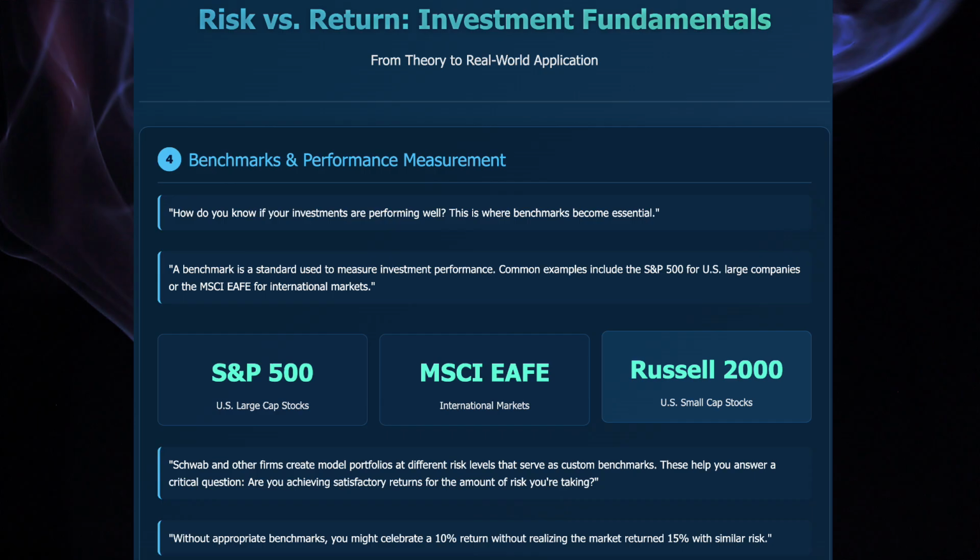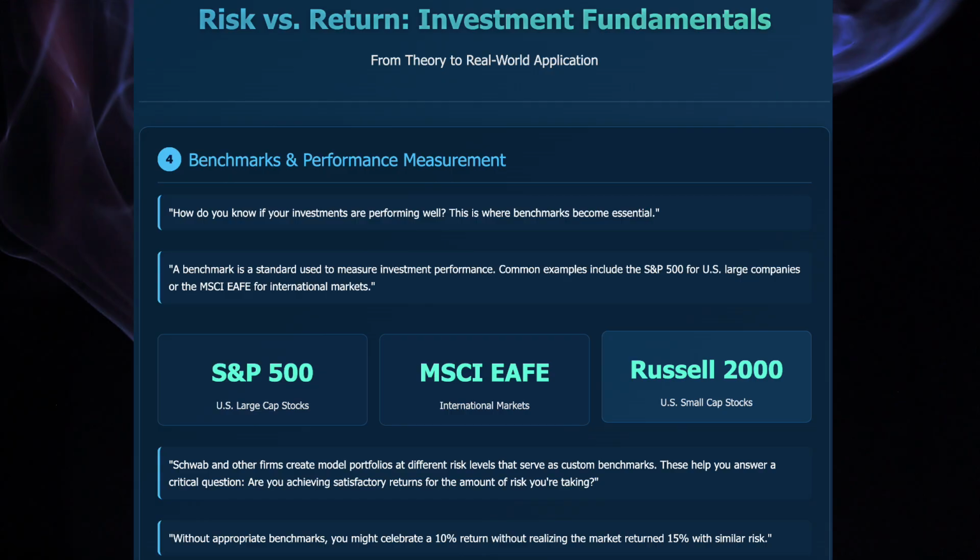Benchmarks and performance measurement. How do you know if your investments are performing well? This is where benchmarks become essential. A benchmark is a standard used to measure investment performance. Common examples include the S&P 500 for U.S. large companies or the MSCI EAFE for international markets. Schwab and other firms create model portfolios at different risk levels that serve as custom benchmarks.